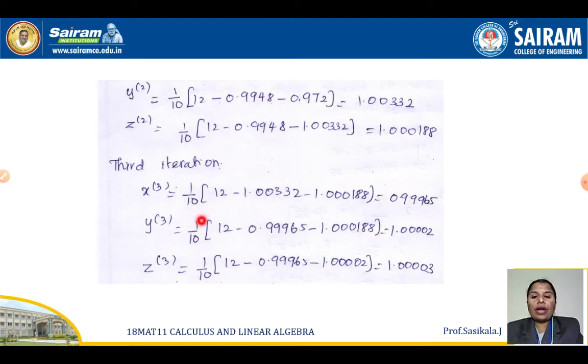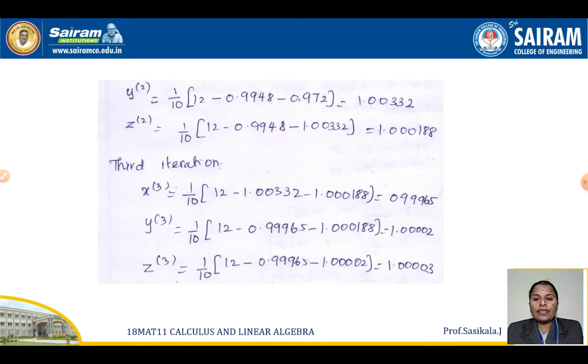x of 3. What is that? 1 by 10 of (12 minus 1.00322 minus 1.00188). Simplify that, replacing the second iteration values y of 2 and z of 2, and I get an answer for x of 3. What is that? 0.99965. Next, go with y of 3. What is your y of 3? 1 by 10 of (12 minus 0.99965 minus 1.000188). After using the calculator to simplify, you will get about 1.0002. Now go with z of 3. Z of 3 also after substituting I am getting 1 point something.